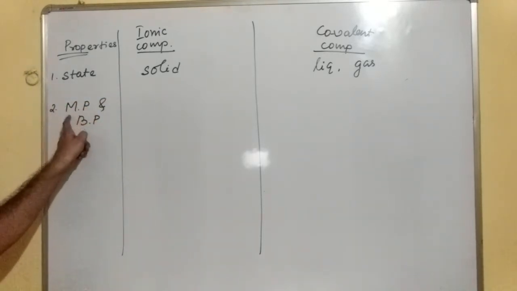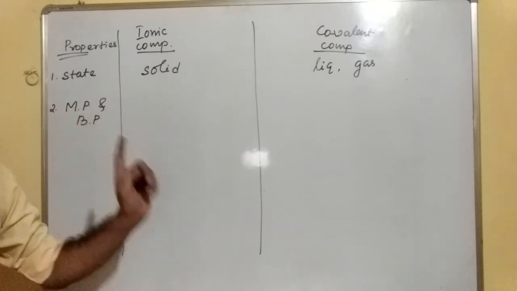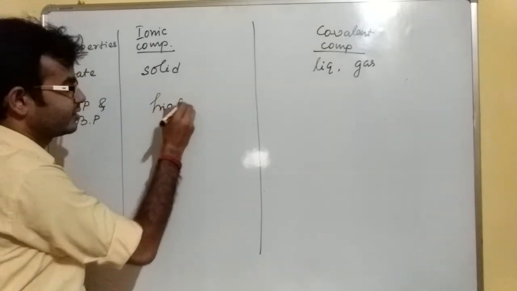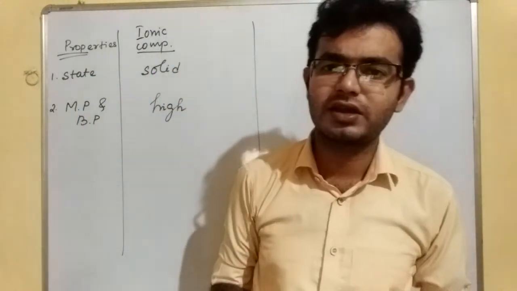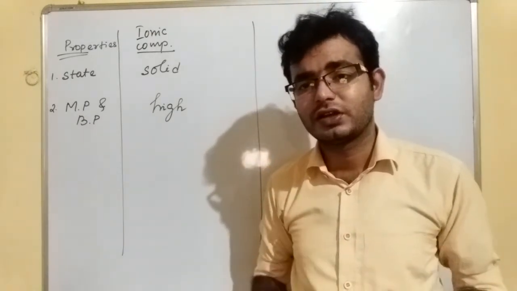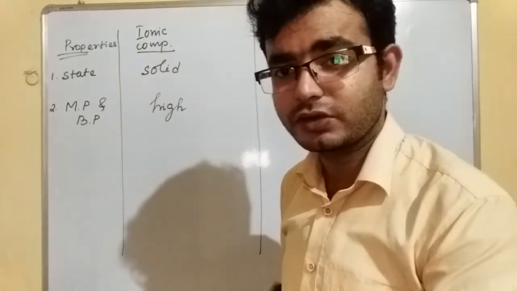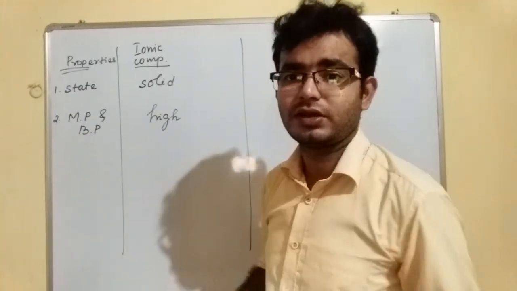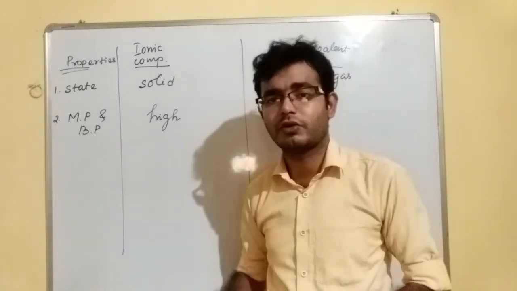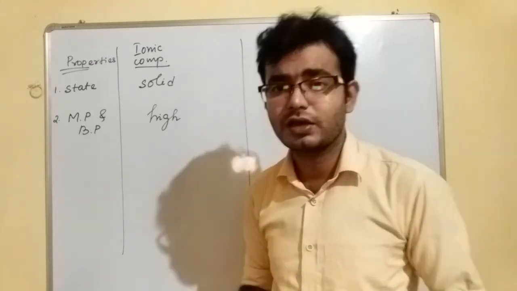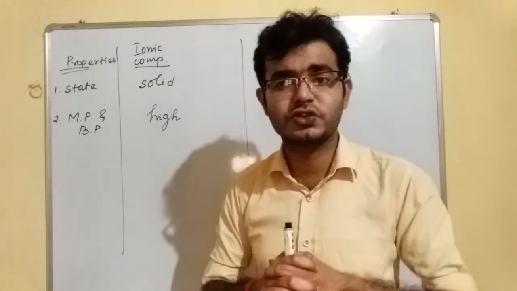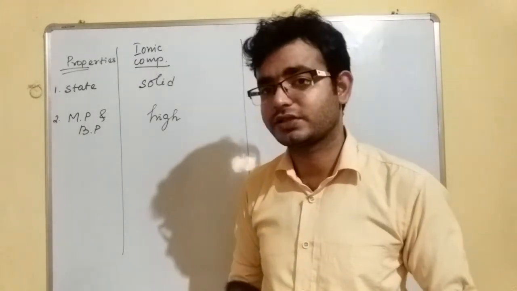Okay, number 2, melting point and boiling point. Remember MP melting point, BP boiling point. The melting and boiling point is very high in case of ionic compound because in ionic compounds the oppositely charged ions attract each other due to electrostatic attraction force. They bind together to form the compound. That's why, as the strong electrostatic attraction force is working here, the melting and boiling point of ionic compound is very high. The melting and boiling points of ionic compounds are very high because there is a very strong electrostatic attraction force between the ions.